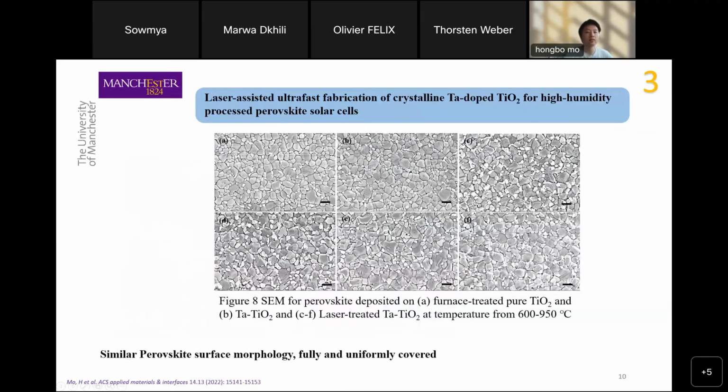We also carried out SEM measurements for the perovskite film deposited on the furnace-treated and laser-treated titanium dioxide film. As we can see, the laser-treated sample doesn't show an obvious difference in terms of perovskite morphology, and all the perovskite films are fully covered and distributed uniformly.